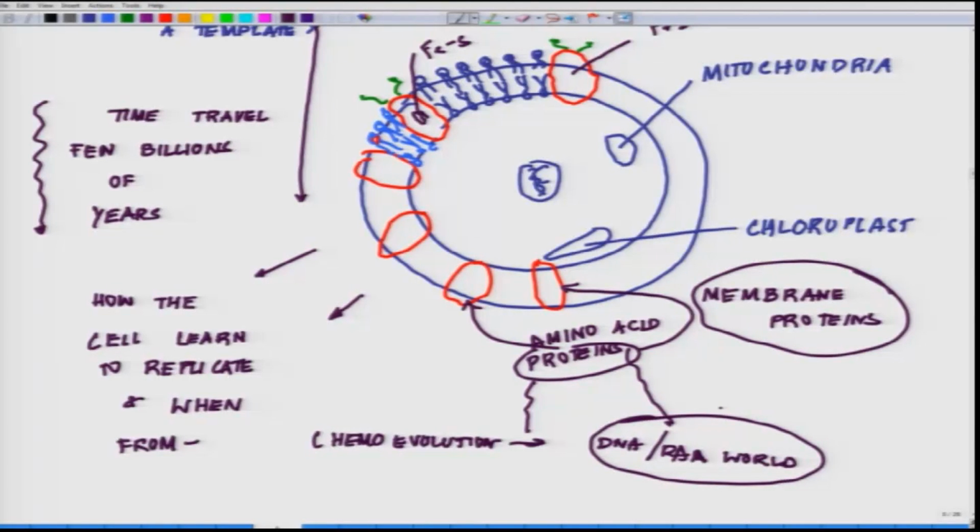What we know is a modern day cell like this, and within this cell, if you look at it, this is even much more interesting. We do not know how it learned to replicate and when this whole DNA world really came into existence. But what we know is that the modern day cell has developed a few unique features, and those unique features are what we are going to talk about.